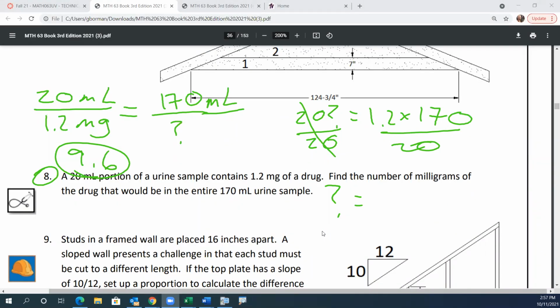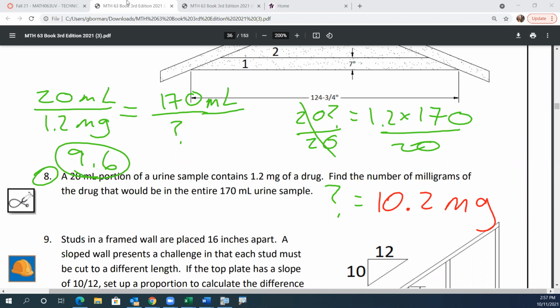Oh, what were we looking for? Oh, we were looking for milligrams. So that's going to be 10.2 milligrams of this drug. Yeah, that's pretty close to 9.6. So as you do these, it's good to think about, all right, what's reasonable here? What should I expect, roughly? And then if you don't get close to that, then maybe you guessed badly, or maybe your math is off. So it's a nice check to have.